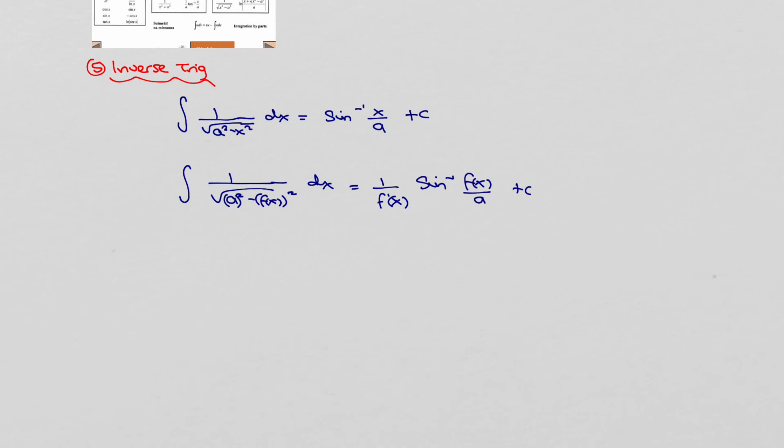And if we had one over a squared plus x squared dx, then that would be 1 over a tan inverse of x over a plus c.